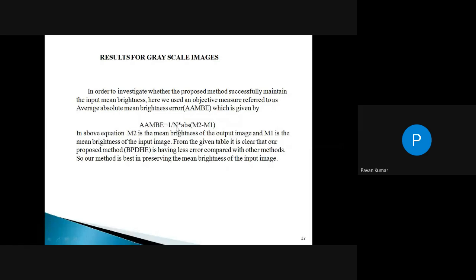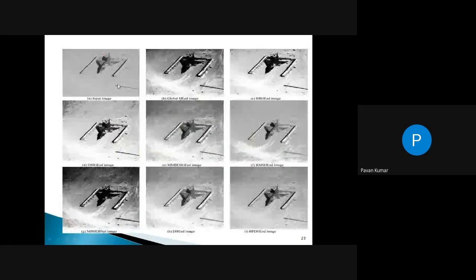So if you take this, subjectively you can analyze. This is the input image, histogram equalized. Of course, all the techniques I have discussed so far, we have implemented here. You can observe these things. And here you can observe this is the input image.